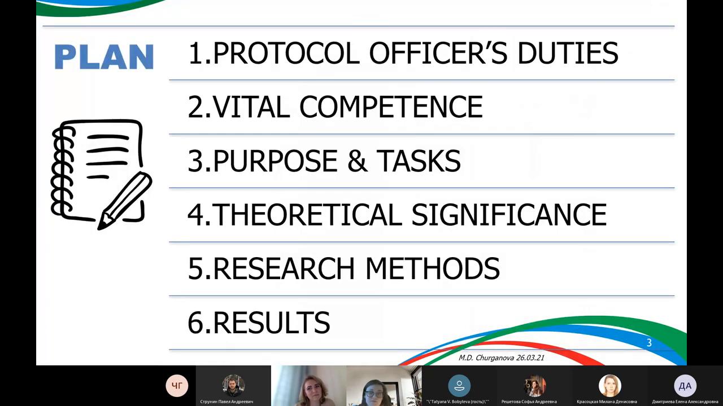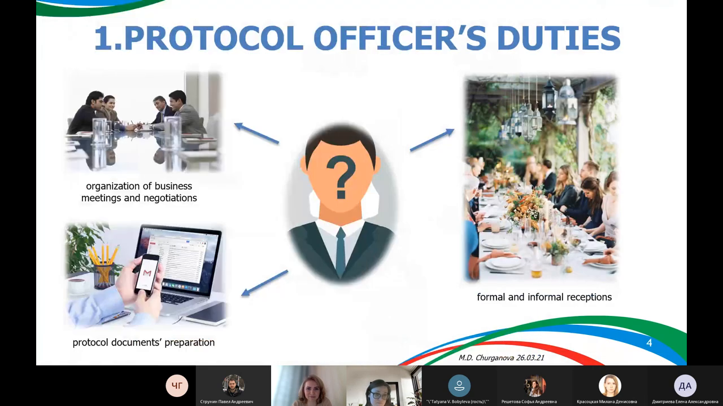So here's the plan that I will follow during my presentation. I will talk about protocol officers' duties, describe the vital competence, intercultural communicative competence, discuss the purpose and tasks, theoretical significance, list research methods, and make a conclusion and list the results.